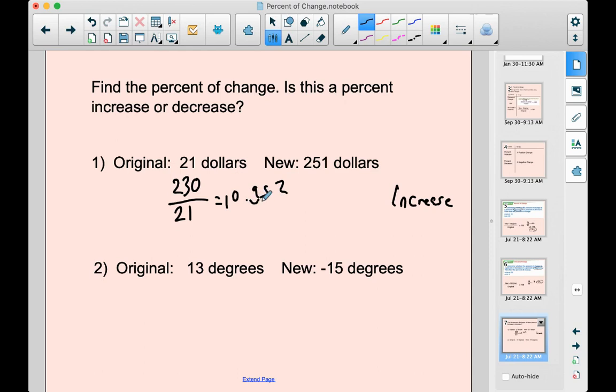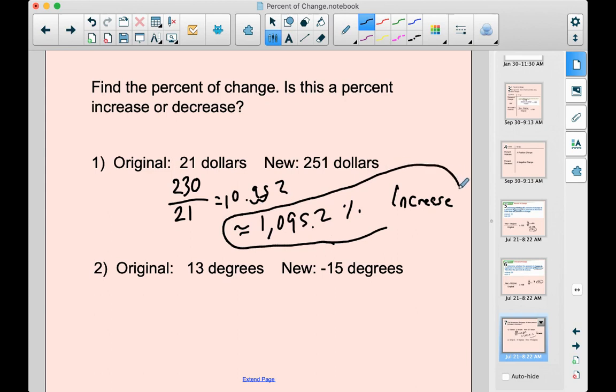So if I move that over 2 places, that's multiplying by 100, I get 1095 point, oh, oops. 1095.2%. Okay, and I'm going to put a little squiggly because I rounded it, so that's about what it is. So say this is about a 1095.2% increase. Okay, not a super nice number there, but that's okay.